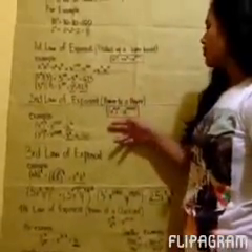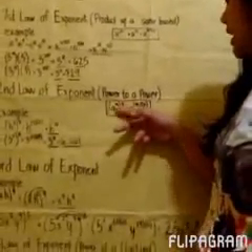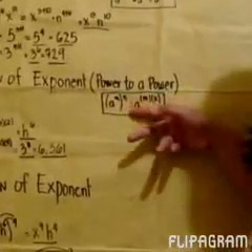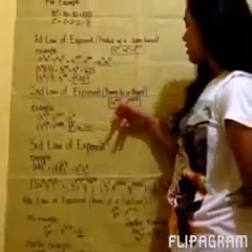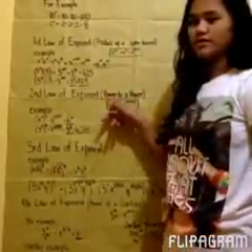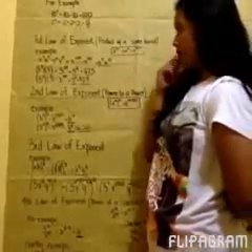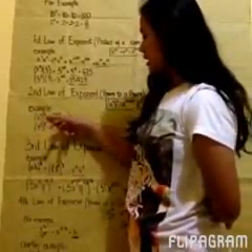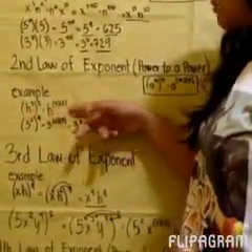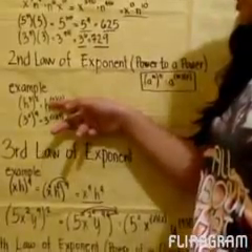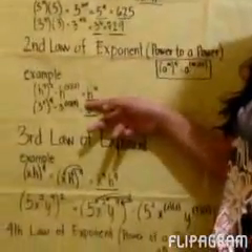Now let's move on to the second law, also called power to a power. The general rule of the second law is a raised to m, all raised to n, is equivalent to a raised to m times n. In this law, all you need to do is multiply the exponents. For example, h raised to 3, raised to 2. So it will become h raised to 3 times 2. And then you multiply 3 and 2, so it will become h raised to 6.